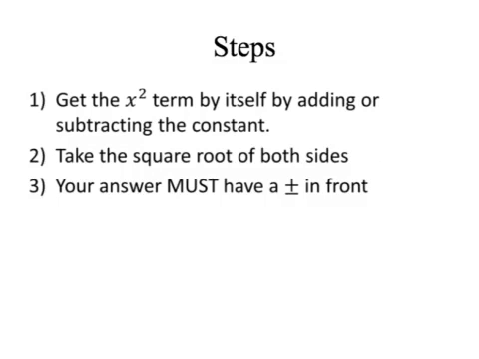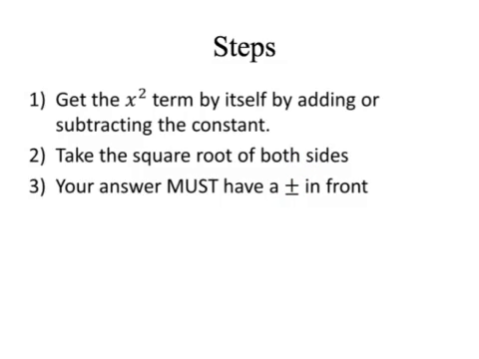To do this, you want to get the x squared completely by itself. If the constant's on the same side, you need to add or subtract it to get rid of it. Once you have an x squared on one side and a number on the other side of the equal sign, you need to take the square root of both sides. And when you do that, the square root of x squared is always x, and you take the square root of whatever the number on the other side of the equal sign is. When you put your answer, you need to put a plus or minus sign in front of it.